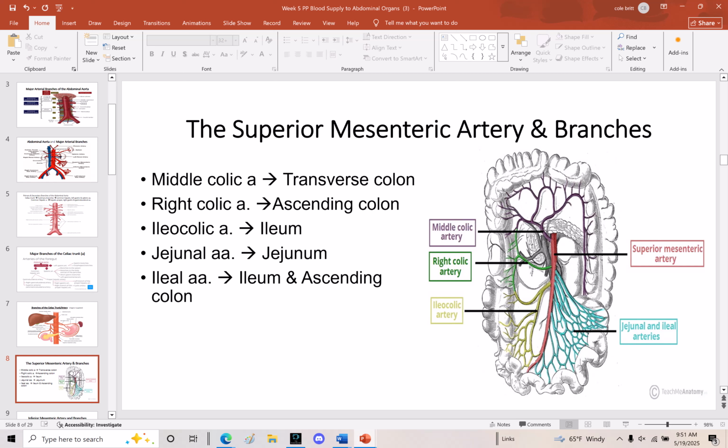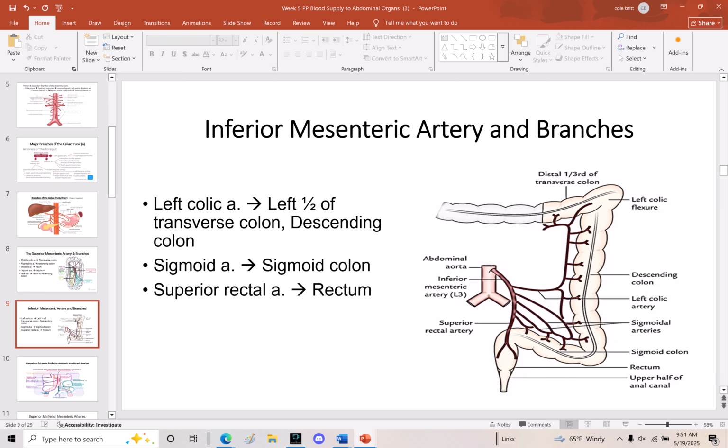Now we have the hindgut, the inferior mesenteric artery and its branches. So we have the inferior mesenteric artery coming off right here. It gives you the sigmoid artery. Then we have the superior rectal artery, goes to the top of the rectum. The inferior rectal artery comes from the pelvic circulation, so we'll cover that in 2 weeks. But the superior rectal artery goes right here to the top of the rectum.